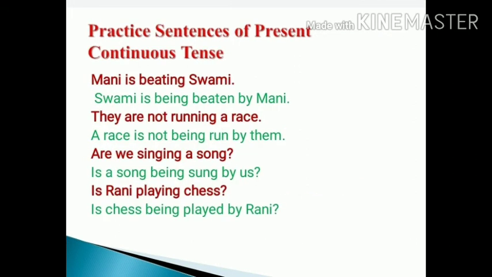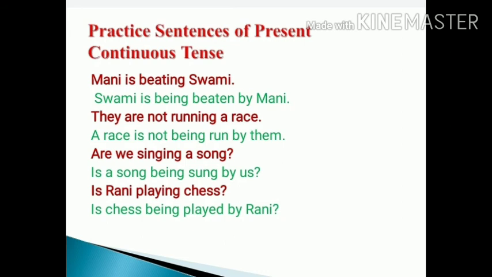Now we will discuss some more examples of present continuous tense and past continuous tense. These are the examples of present continuous tense. First is Mani is beating Swami. So when we change this active voice into passive voice, the answer will be Swami is being beaten by Mani. Mani is the subject and Swami is the object here. So Swami becomes the subject and Mani becomes the object. And other things will remain the same as discussed in the rules.